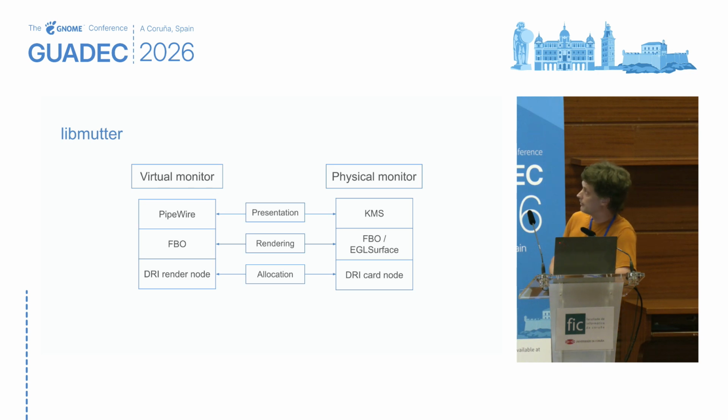While in the virtual monitor, we always render to an FBO. And the presentation is the bigger part that is different. In KMS, kernel mode setting, it goes to the wire, the HDMI wire or a display port. But in the virtual monitor, PipeWire is practically replacing KMS here.